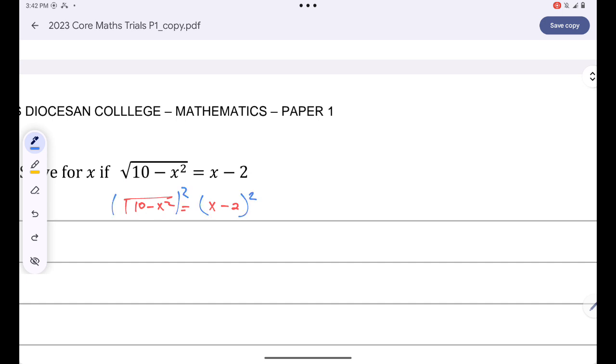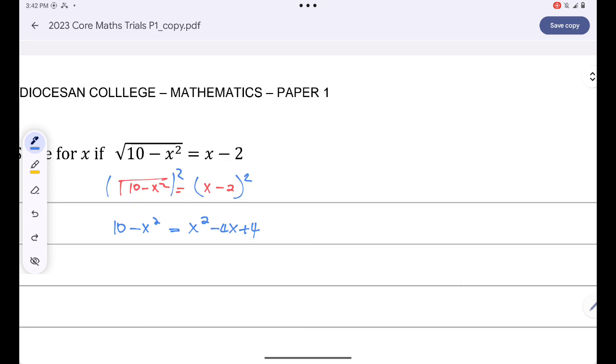Please, guys, do not square every term. Square both sides. You'll end up having 10 minus x squared is equal to x squared minus 4x plus 4. And then just make sure that your equation is in standard form. I can take these to the other side. I'll end up having x squared, I still have negative 4x plus 4 equal to 0.